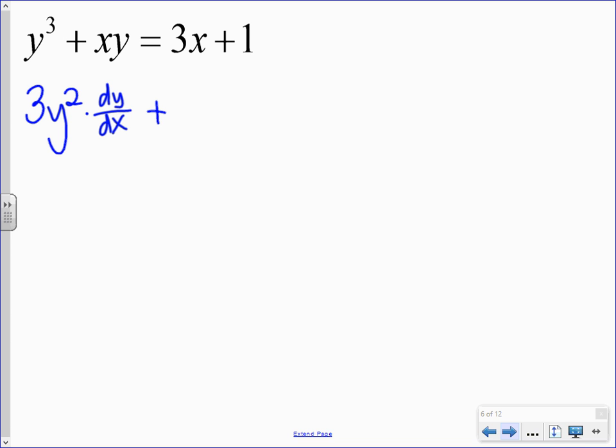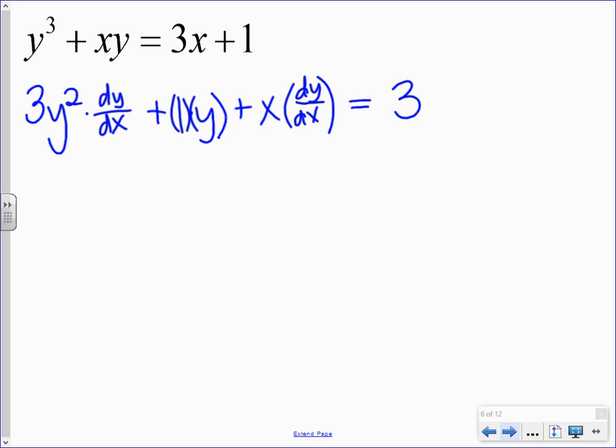What's the derivative of our first function? 1, times y, plus our first function times the derivative of y, which is 1 dy/dx. Very good. Equals, what is the derivative of 3x? 3. Plus, what's the derivative of 1? 0. Oh, please do not forget that the derivative of a constant is 0.